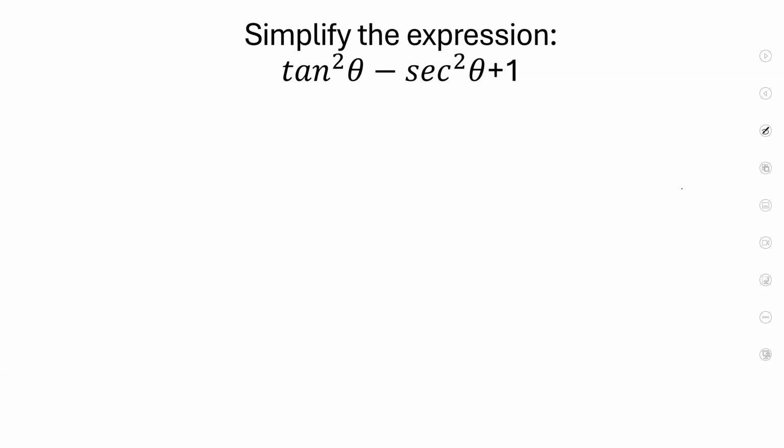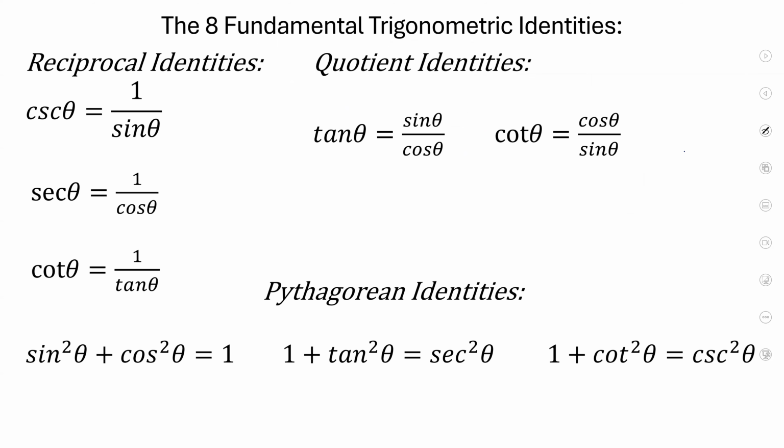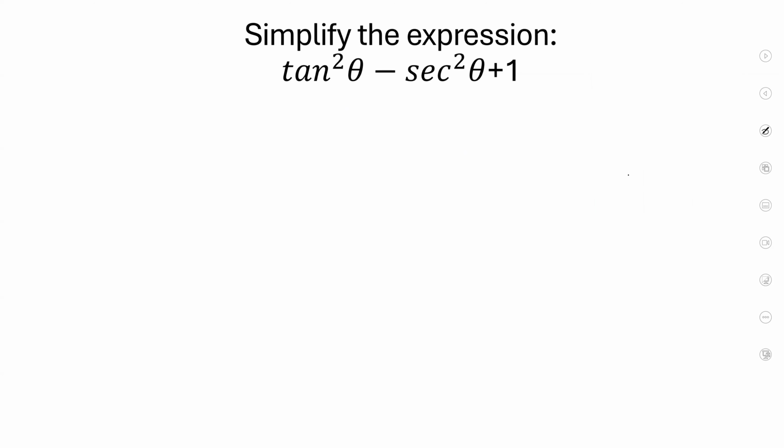This is the next problem. I want you to notice that this has a secant squared and a tangent squared in this expression. So I know based off of my chart here, all of these different identities, the only ones that have tangent squareds and secant squareds is this one. So I know I'm going to use this identity here. So I'm going to copy that down onto my page. This is tangent squared theta plus 1 is equal to secant squared theta. That's the identity that we're going to use.